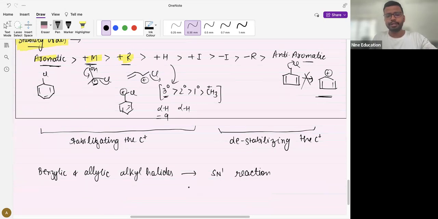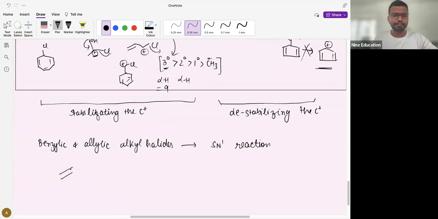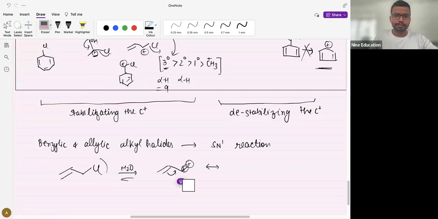Let's say I take this example. If I put H2O here, what would it do? Before H2O goes, chlorine minus will leave and it will make a carbocation here, and this carbocation, you all know, can go for resonance. Here the carbocation will be formed and this carbocation will go for resonance.